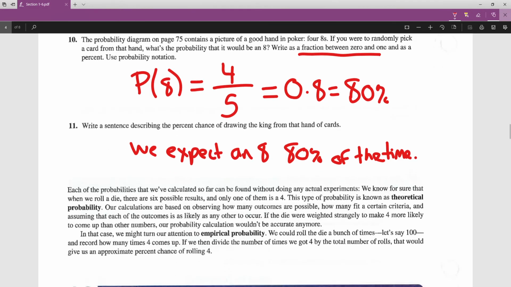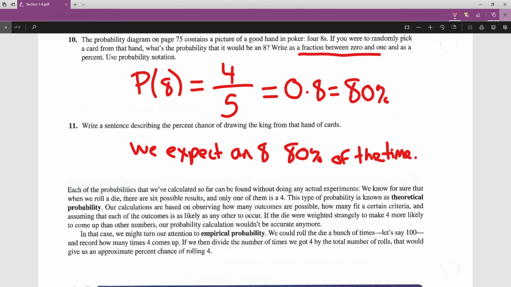So let's recap and talk a little bit about what types of probability we've been looking at. Each of the probabilities that we've calculated so far can be found without doing any actual experiments. We know for sure that when we roll a die, there are 6 possible results, and only one of them is a 4. This type of probability is known as theoretical probability. Our calculations are based on observing how many outcomes are possible and how many fit a certain criteria, and then assuming that each of the outcomes is as likely as the other to occur. If a die were strangely weighted to make the 4 more likely to come up, then our probability calculation would not be accurate.